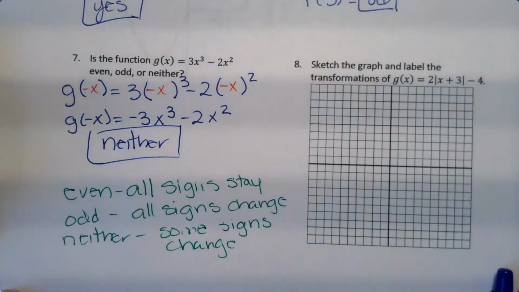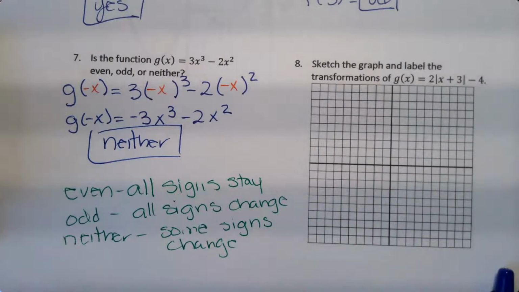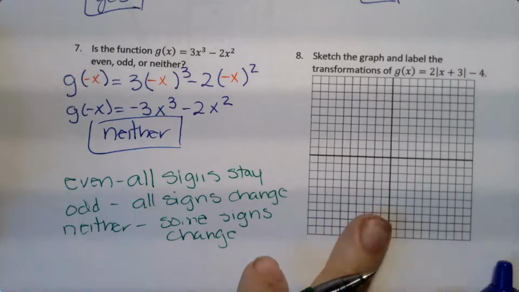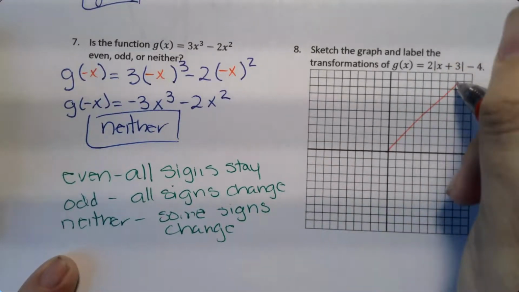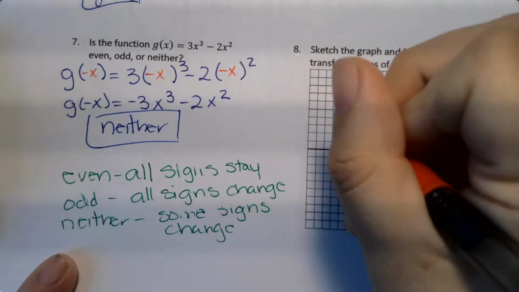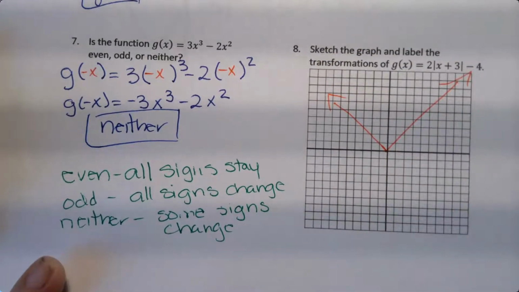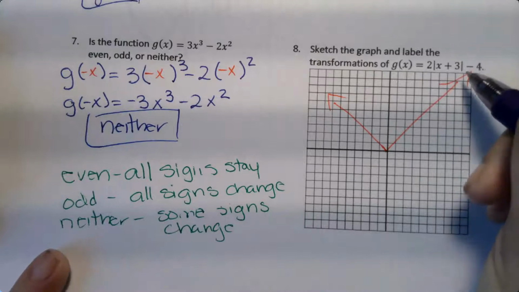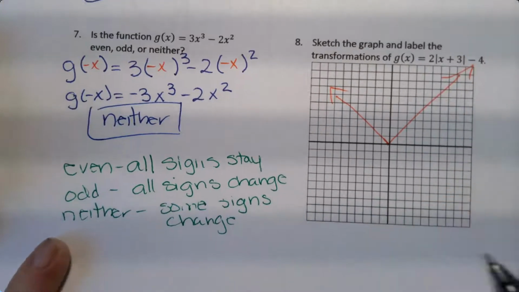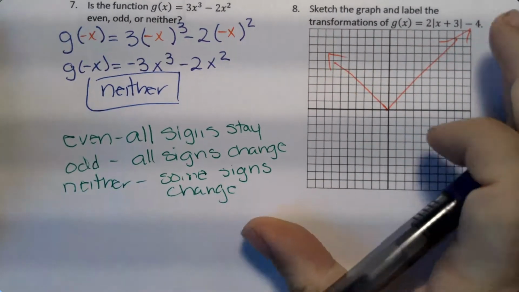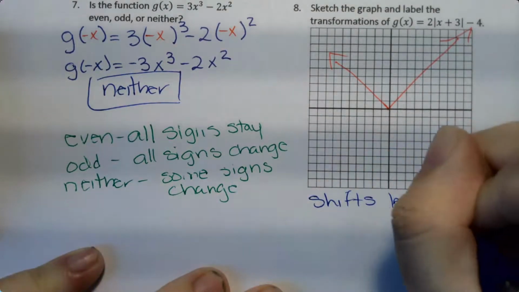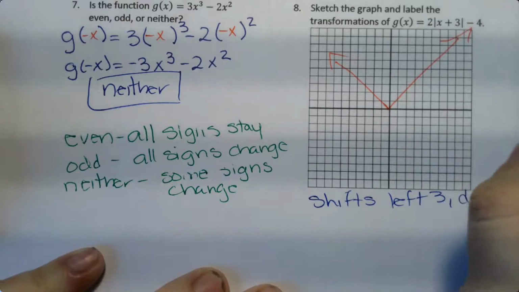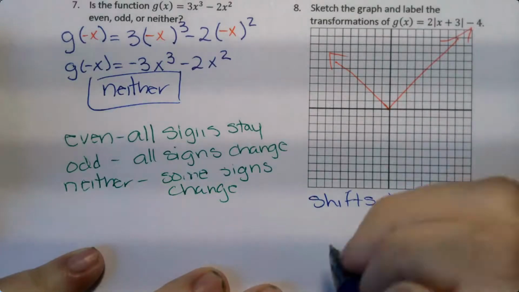Okay. Number 8 wants me to sketch the graph and label the transformations of g of x. So I'm going to start off by drawing my parent function, which is just an absolute value that looks like this. This function is first going left 3, so I'm going to write this up. Shifts left 3, down 4, and then it has a vertical stretch of 2.